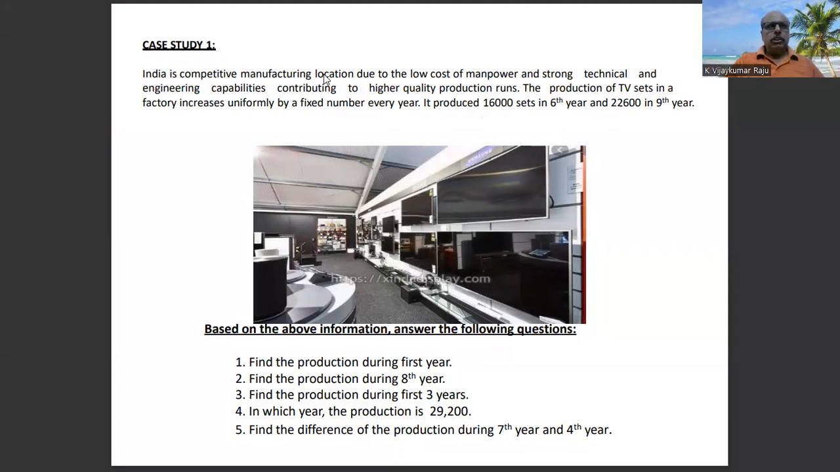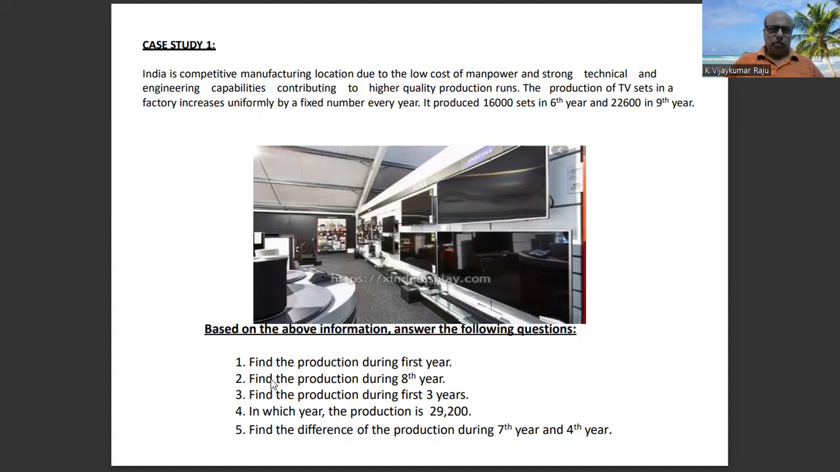India is a competitive manufacturing location due to low cost of manpower and strong technical and engineering capabilities contributing to high quality production runs. The production of TV sets in a factory increases uniformly by a fixed number every year. It produced 16,000 sets in 6 years and 22,600 in 9 years. Okay. So, what is the information given? In 6 years, the production is 16,000 sets of TV, and in 9 years, they have produced 22,600.